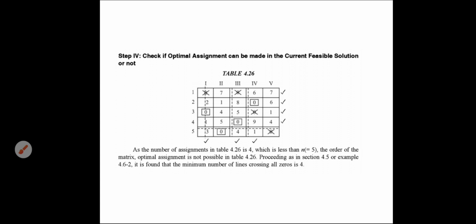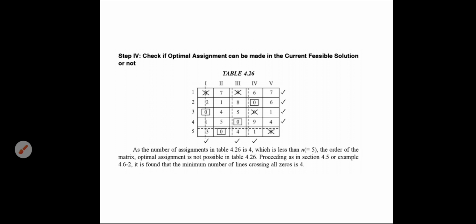As the number of assignments in the table is 4, which is less than 5, the order of the matrix, optimal assignment is not possible. So you draw lines where there is no marking in the row, and where there is marking in the column. The 3 columns are marked, so 3 lines are there, and the one unmarked row gets one line. So the minimum number of lines here is 4 and the required assignments are 5. That's why it is not an optimal solution, and further iteration is required.